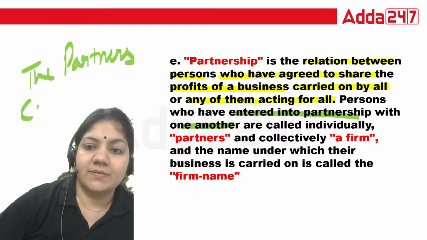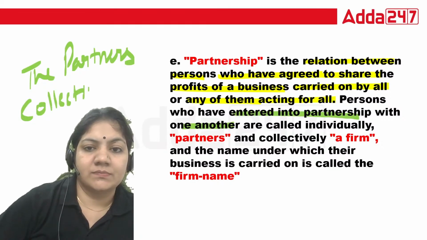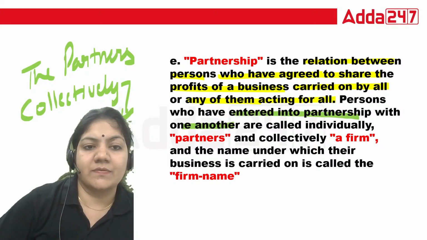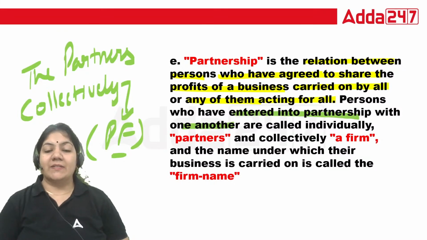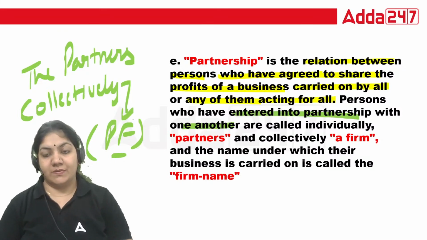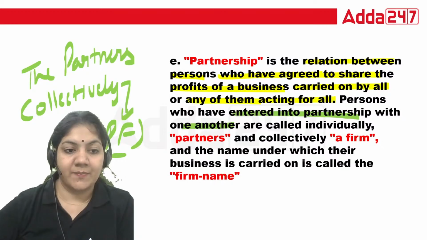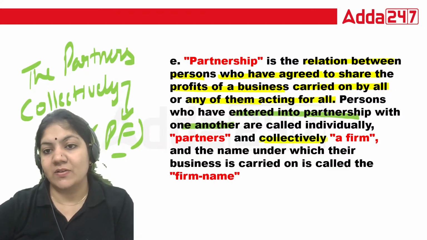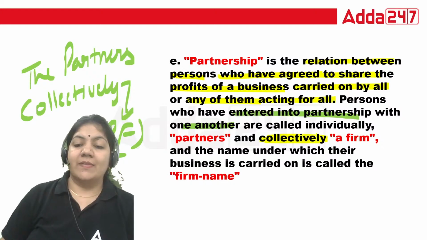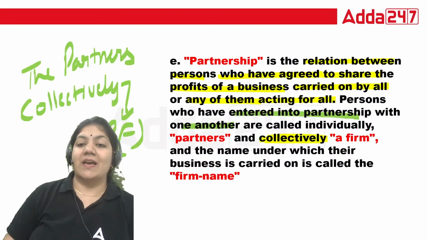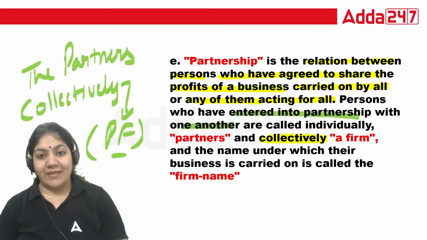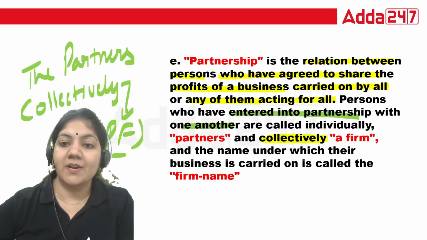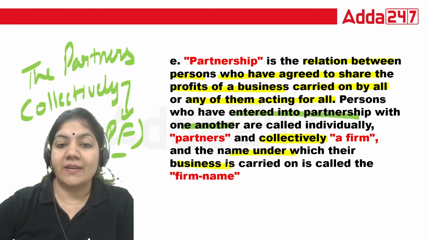And collectively, the partners are called the partnership firm. That is an important definition. The partners collectively are called the partnership firm. A very simple definition. And the name under which their business is carried on is called the firm name.